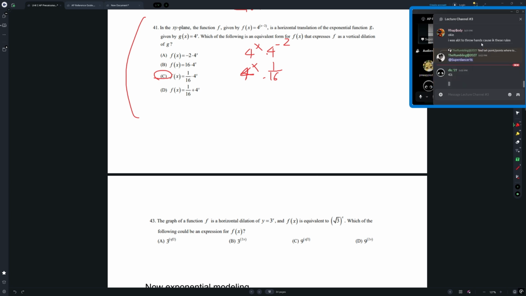I'll check real quick. Find the points where log x intersects 2x minus 14. I can solve that later when we get to the equations. We will get to equations. I think that's after exponential modeling.